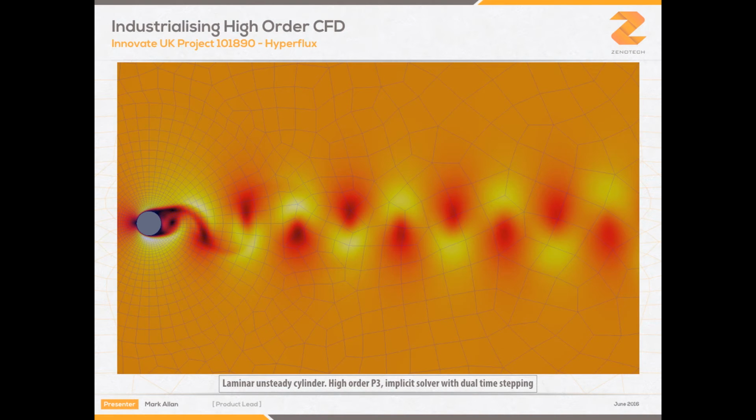And again, here we have the unsteady flow behind the cylinder for the laminar flow case. However, this time we've used cubic polynomials within the elements, and as you can see, the structures are a lot crisper as we go up the polynomial levels.